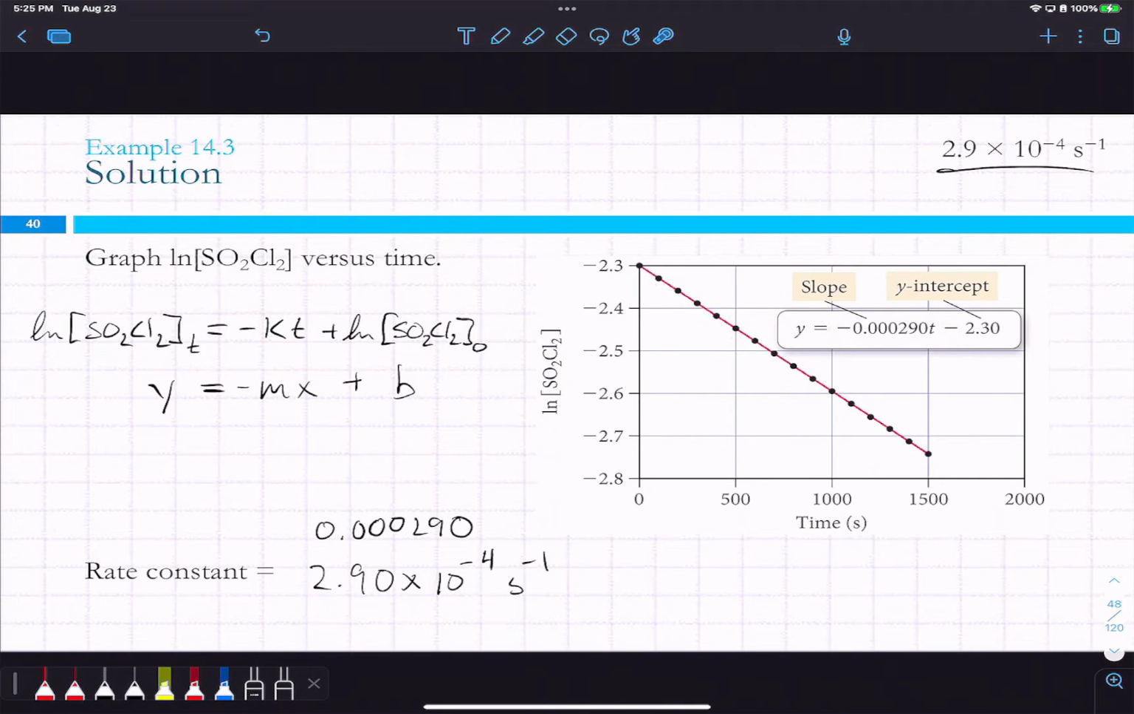The other cool thing is that this equation also gives us our initial concentration. So even if you start a reaction and you forget to do your initial concentration, you can measure the rate of, in this case, decomposition, measure the concentration over time, and then you can back calculate to your initial concentration. Or just plot the line, and the equation will give it to you. Specifically, it'll give you the natural log of SO2Cl2. So here it would be negative 2.30.